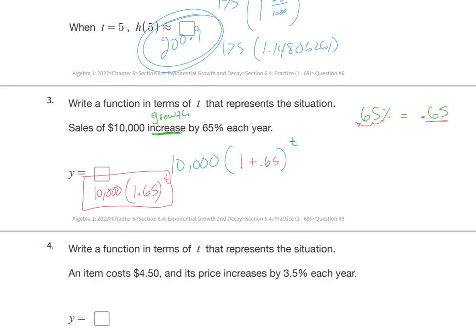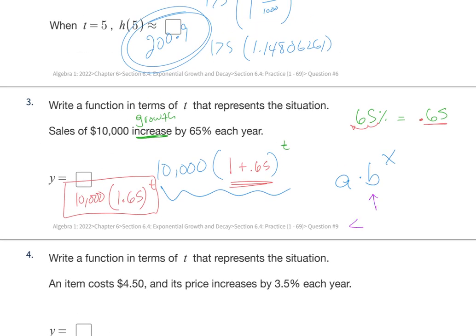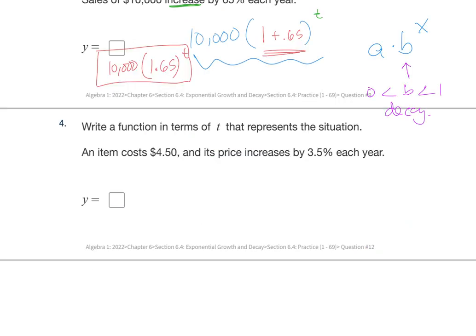So I did that in pieces right here just to make this point. This whole thing follows the a times b to the x format, right? And the point in mentioning that is if b is between 0 and 1, then that is decay, right? So all that we had to do right here was get it out of this range for it to be growth. It doesn't have to be crazy amounts of growth in order for this to be a growth type thing. Right, a function in terms of t that represents a situation.